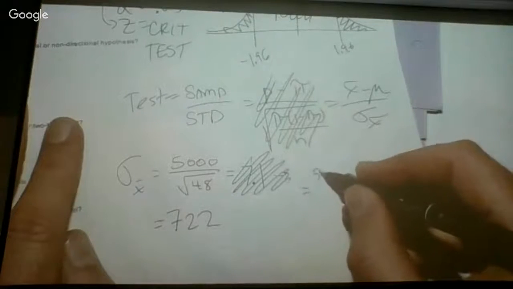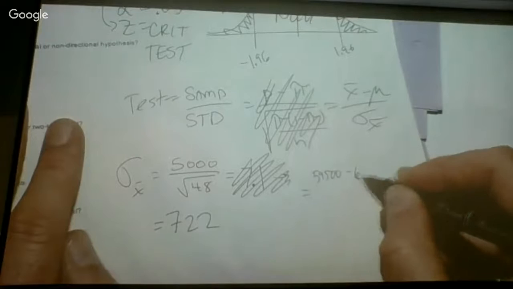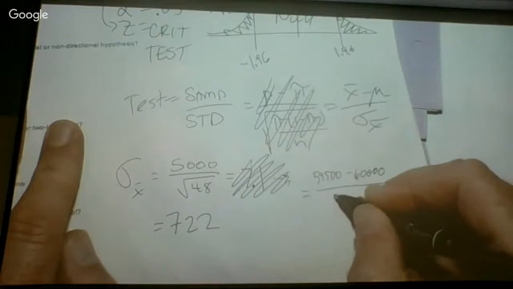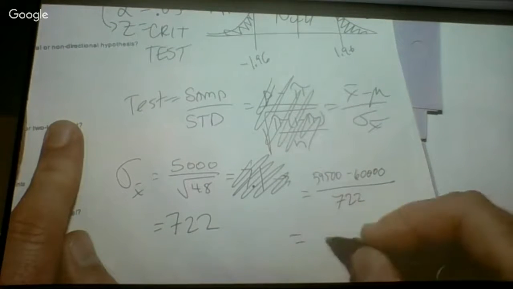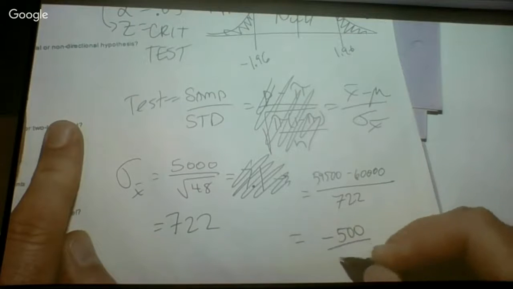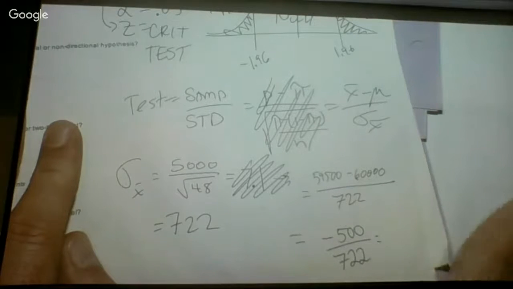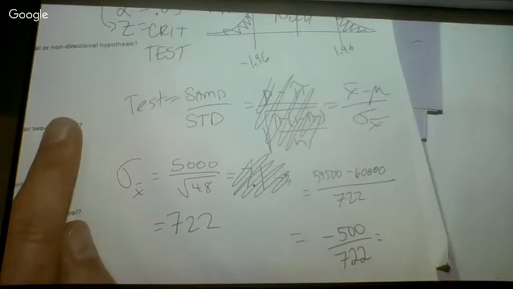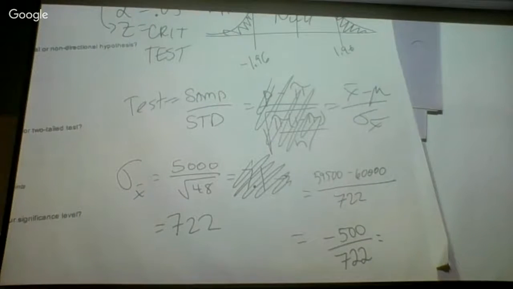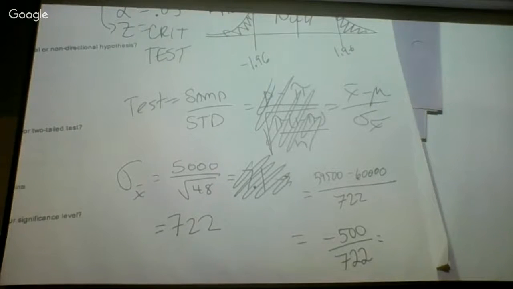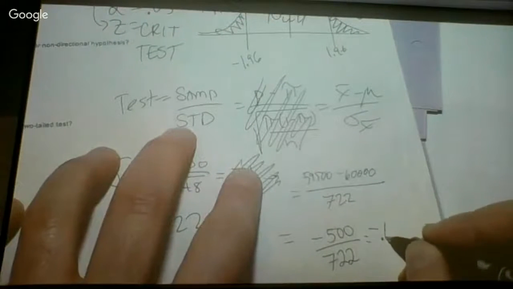So sampling error, 59,500 minus 60K, over 722 is negative 500 over 722. That means my test statistic is approximately negative 0.7. So is that what you were giving me? The test statistic, Chris? No, negatives. What do we get for a test statistic there, Katie? 0.6925. Negative 0.69.